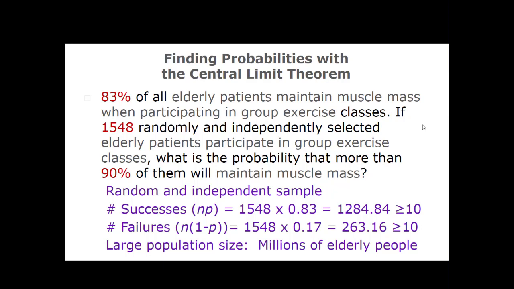Finally, I need to have a population size. I know that there's millions of elderly people. If I just need 10 times the sample size, well, if I multiplied 1,548 by 10, I would get 15,480. Millions is much greater than 15,480, so my large population size condition is met.